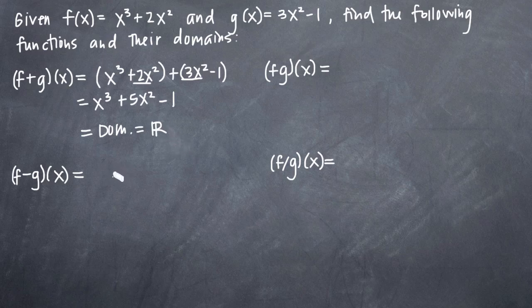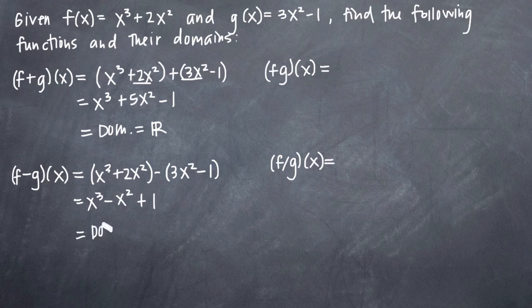As far as the difference of the two functions, really similar, we have f minus g of x here, so we'll just take f, which is x cubed plus 2x squared, and we'll subtract g of x. Don't forget to put g of x in parentheses like that so that you make sure you distribute the negative sign. So when we subtract here, we'll get x cubed. 2x squared minus 3x squared will give us a negative x squared. And then we have minus a negative 1, which will give us a plus 1. Again, we've really simplified as much as we can, so now we just need to indicate the domain. And in this case, again, we have a polynomial function, so the domain is all real numbers.